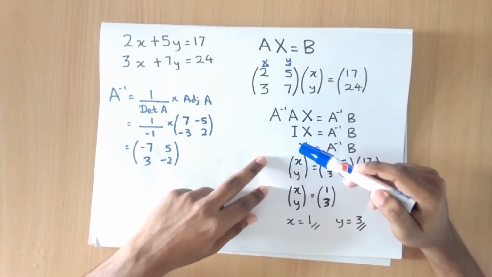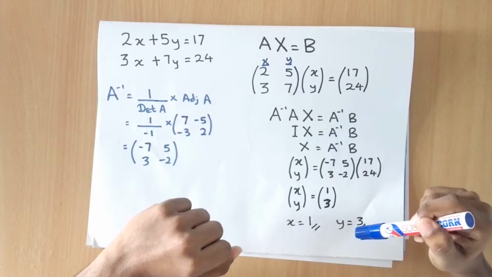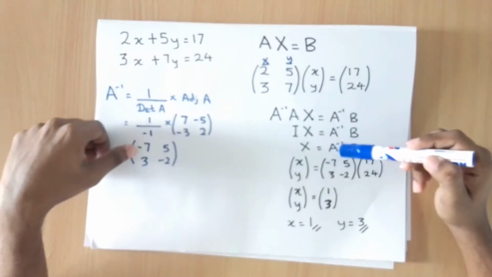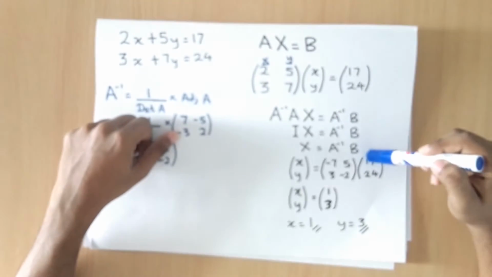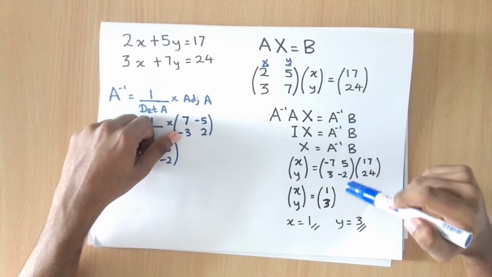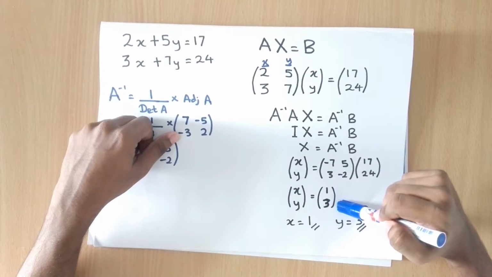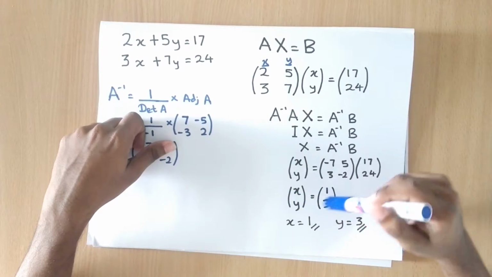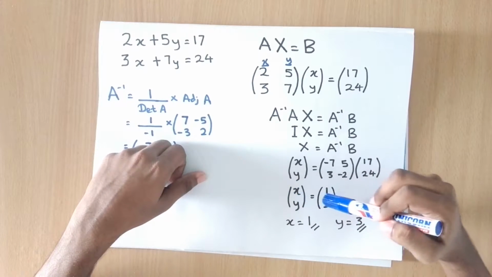So now that we have isolated our variables, we can put in our matrices. So x would be x and y. The inverse would be -7, 5, 3 and -2. B would be the same as 17 and 24. So when we multiply these two matrices, we end up with a column matrix of order 2 by 1. So when we compare the corresponding elements of the final two matrices, we can conclude that x equals 1 and y equals 3.